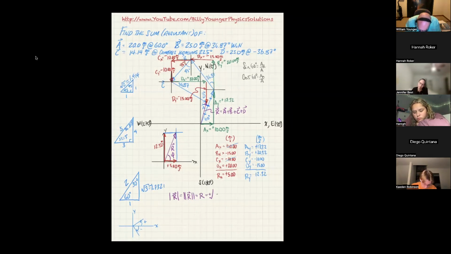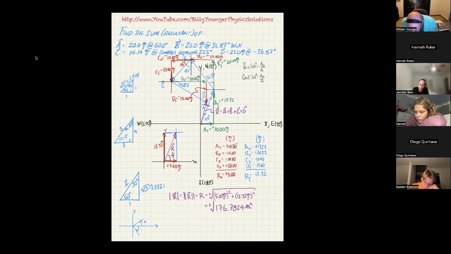What I'm going to do is I'm going to take 5.00 meters per second and I'm going to square that. And then I'm going to take 12.32 meters per second and I'm going to square that. And I'm going to take the sum of those two and take the square root of that. And when I do that, I get 5 squared plus 12.32 squared. That gives me 176.7824 meters squared per second squared.